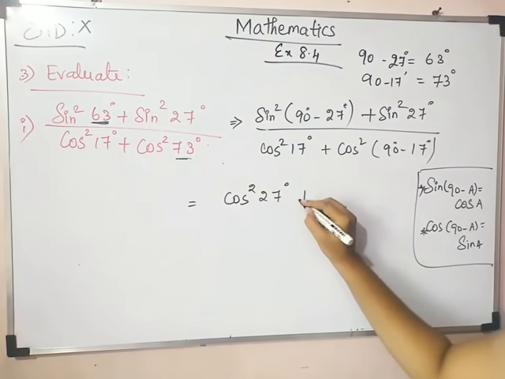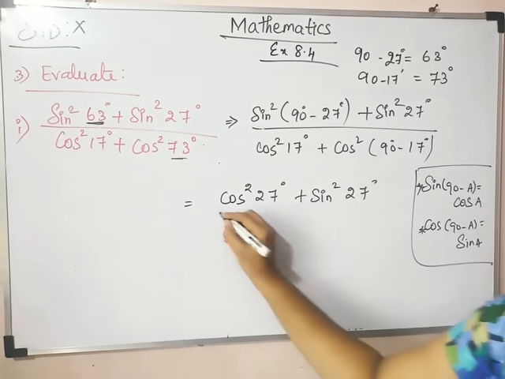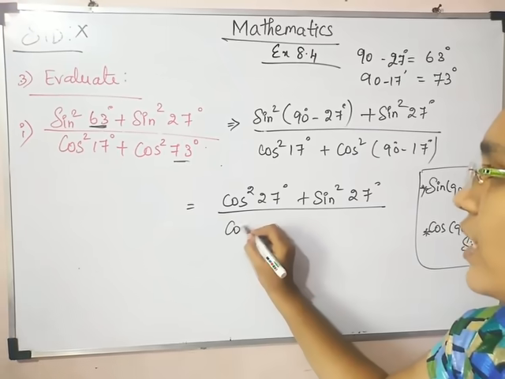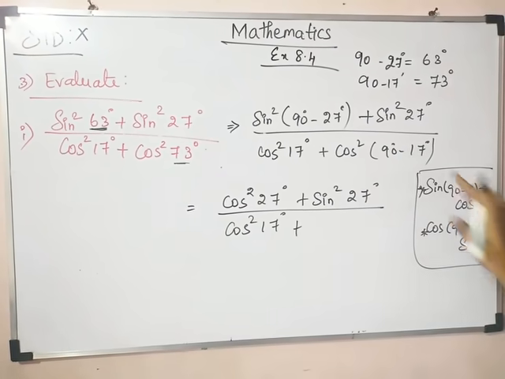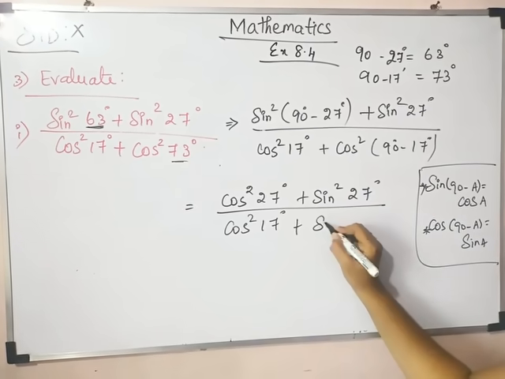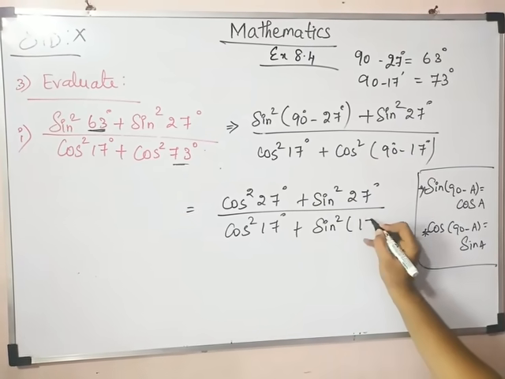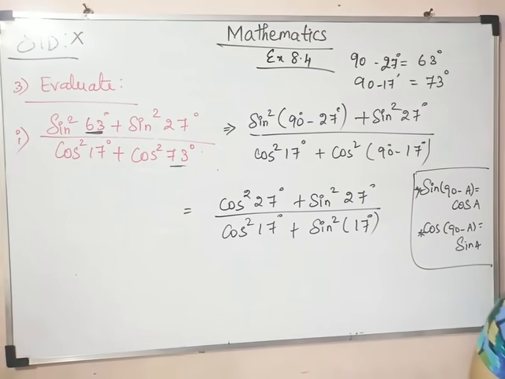Yes. So next one, sin square 27, let it be. Okay, so divided by this cos square 17, just you keep as such, plus what is cos 90 minus theta? Sin theta, but we have here cos square, so it will become sin square 17 degree. So now you can find any identity over here.